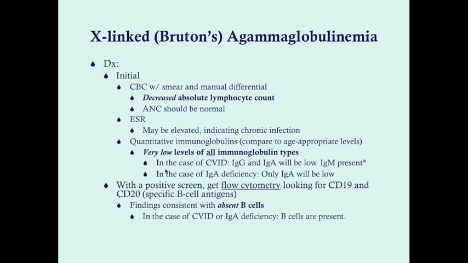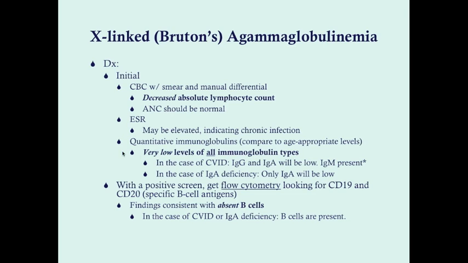Now, on the contrary, another thing we're going to talk about called common variable immunodeficiency, or CVID. You'll have IgG and IgA low, but IgM will be present. In some patients, it'll be low, but it won't be as low as XLA, and the presentation is quite different. So that'll kind of help you too. With IgA deficiency, as you can imagine, only IgA will be low.